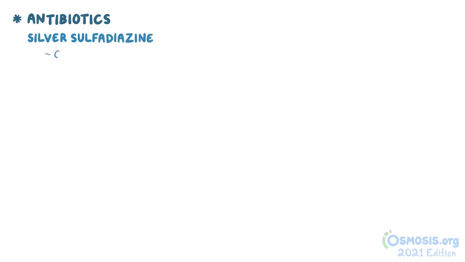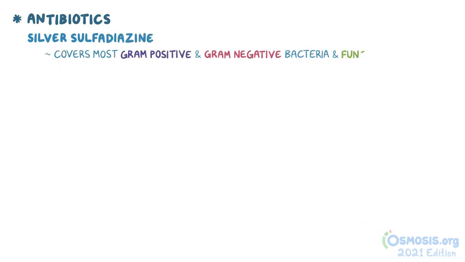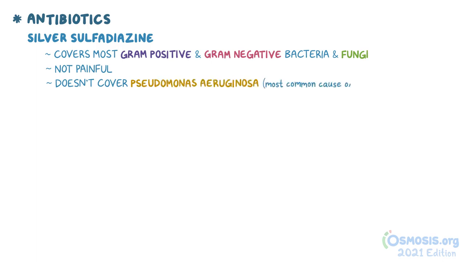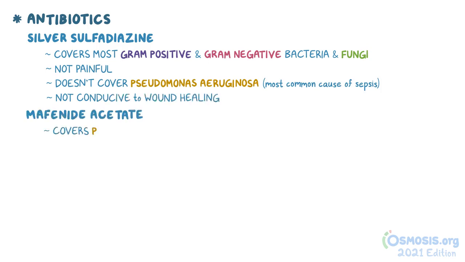Silver sulfadiazine covers most gram-positive and gram-negative bacterial organisms, as well as fungi, and its application is not painful. Its downside, however, is that it doesn't cover Pseudomonas aeruginosa, which is the most common cause of sepsis from burns, and it's not conducive to wound healing. Mafenide acetate covers Pseudomonas, but it's painful to apply.